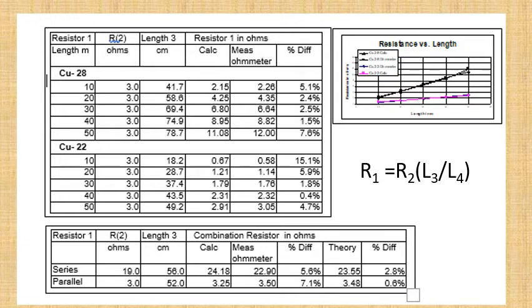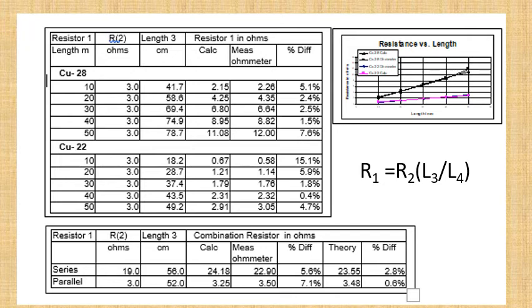So we repeat the process of going through all the spools again once we've done the calibration, and the data is posted. What did we dial in for R2? What was length 3 measured? Can we apply the equation that you see on the right to get a value for the calculated resistance? How does it compare to the measured resistance from the multimeter? We can also do it for copper 22. We can do it for the series arrangement and the parallel arrangement.